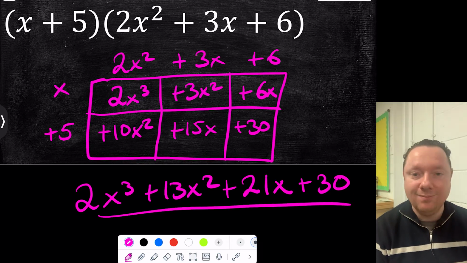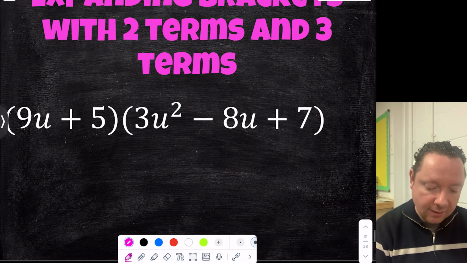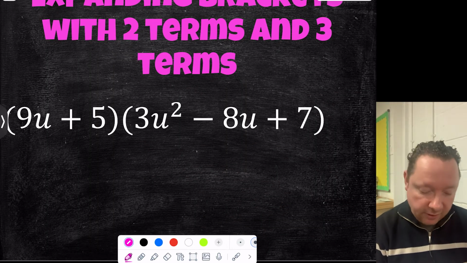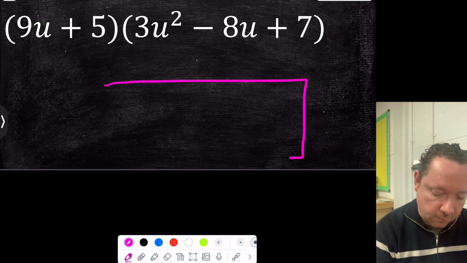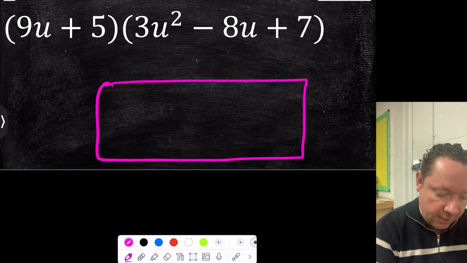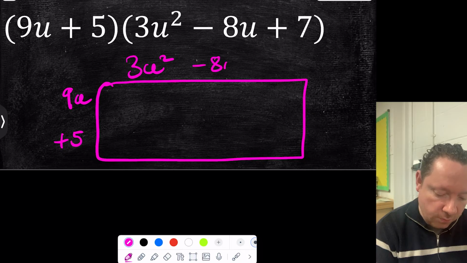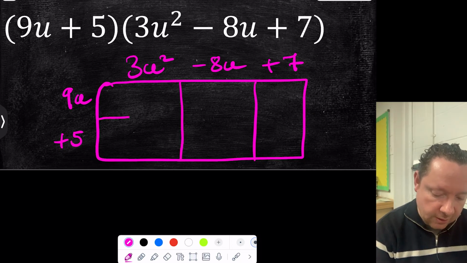And we're done there. Here's another example of expanding brackets where you've got 2 terms, then 3 terms. So again, we're going to draw a box. 9u plus 5 on one side, 3u squared minus 8u plus 7, split, split, and split.